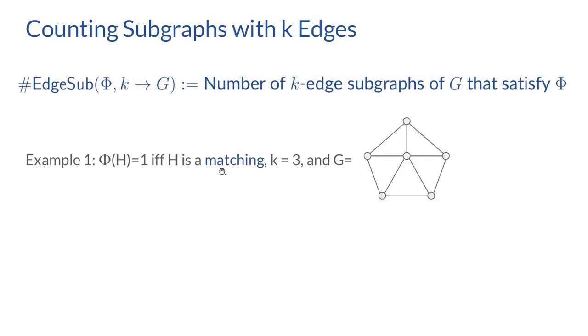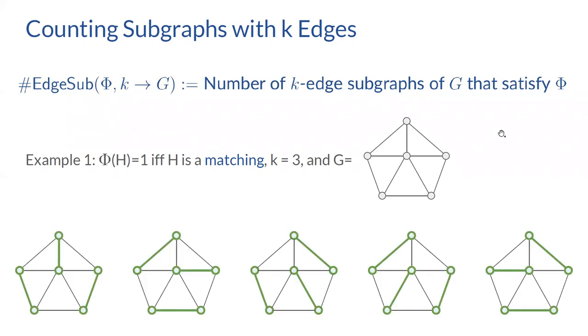For example, if phi of H is 1 if and only if H is a matching, that is a disjoint union of edges, if k is 3, and if G is this graph, then the answer would be 5, because there are precisely 5 3-edge subgraphs in G that satisfy this property. In this case, those will be just the 5 3-matchings.